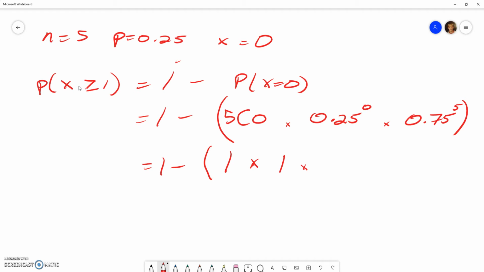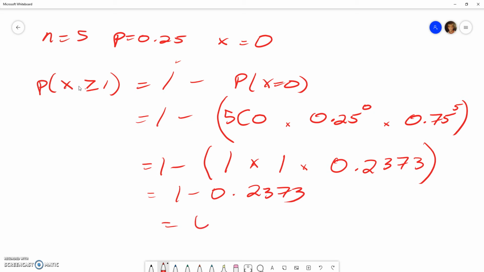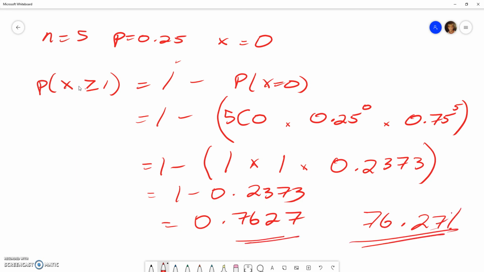Let's use my notes here. 0.75 to the power 5 is 0.2373. So this would be 1 minus 0.2373. This equals 0.7627. So the probability of getting at least 1 correct answer, doesn't matter which one, just one of those 5, is 76.27%. And it's preferred to keep your answer to 4 decimal places. You don't have to change it to percent. You can just list it here.